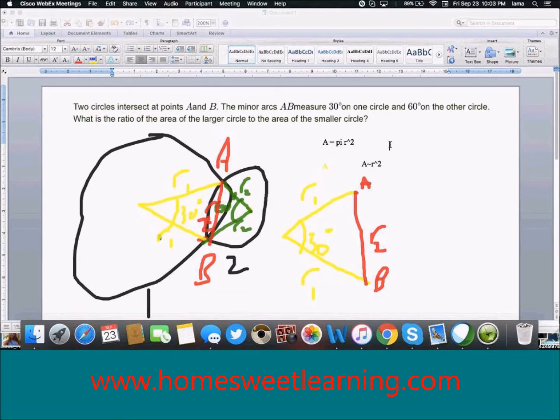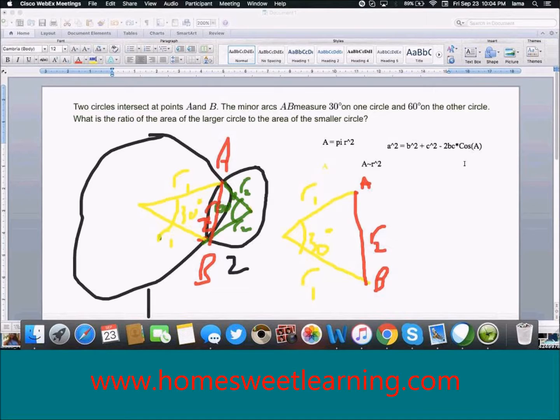Cosine law is, if this was your angle, and you had an uppercase letter to represent an angle and the lowercase to represent the associated side, you have a squared equals b squared plus c squared minus 2bc cosine of A. So in terms of the problem we have now, that's the general solution.